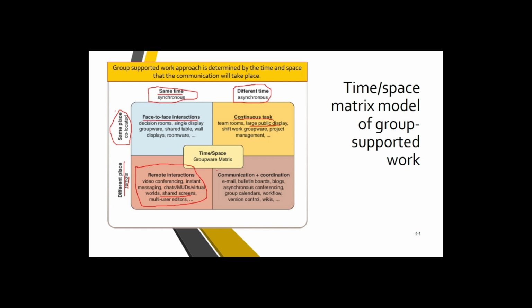The communication and coordination approach is suitable when we allow the users to communicate with each other at a different time and from a different place. We can use emails, bulletin boards, blogs, and asynchronous conferencing. Asynchronous conferencing means that we record the conference first and then the users can view or review the conference at their own time and at their own place.